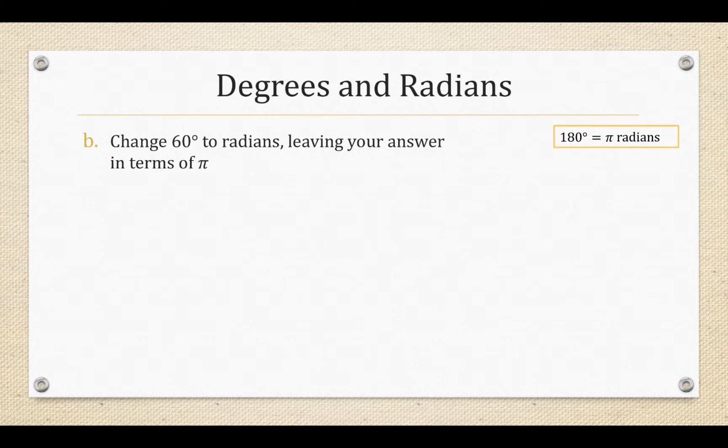Our second question is change 60 degrees to radians, leaving your answer in terms of pi. So 1 degree is equal to pi over 180 radians. So what we could do is simply multiply that by 60. So that 60 degrees is equal to pi over 180 times 60 equals 60 pi over 180, which simplifies down to pi over 3 radians.